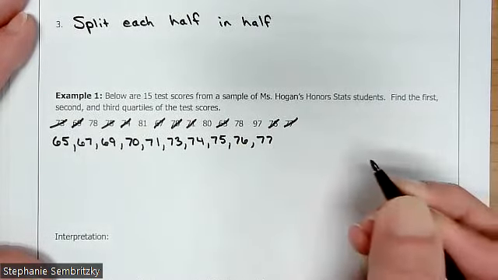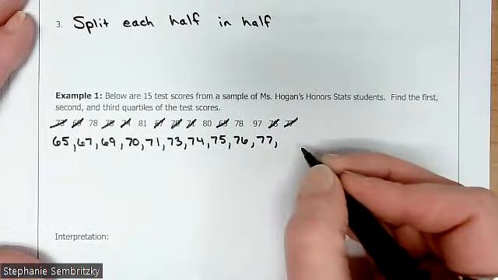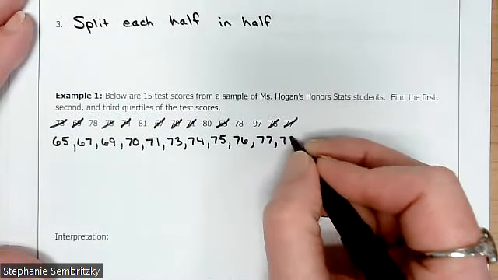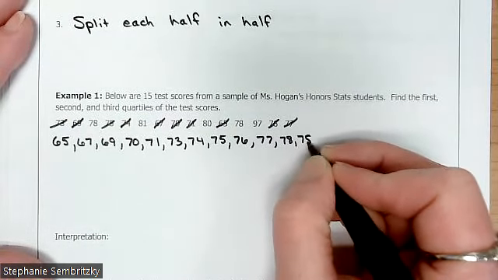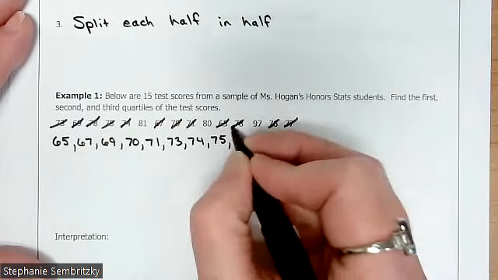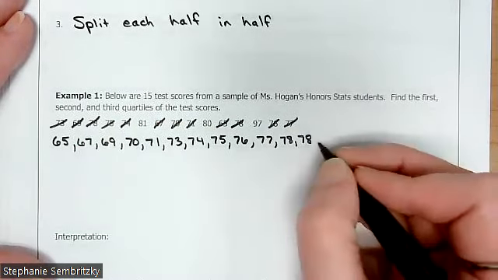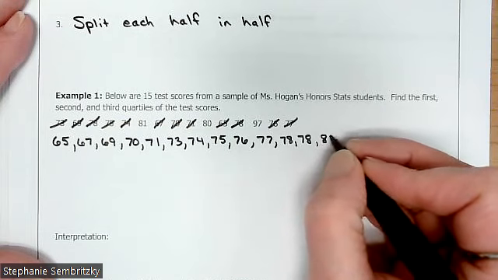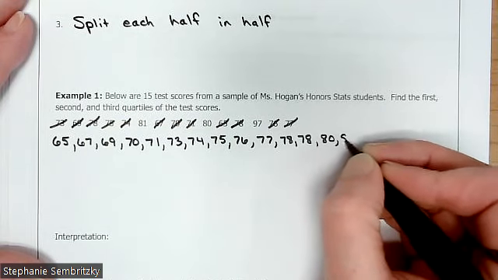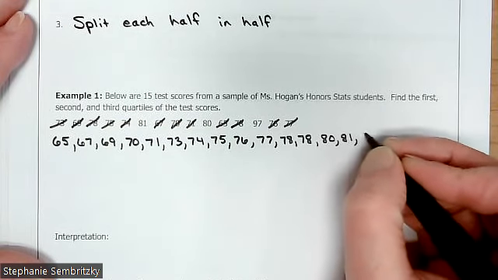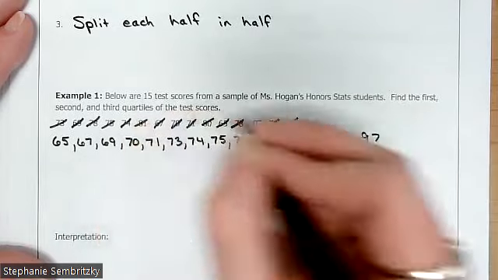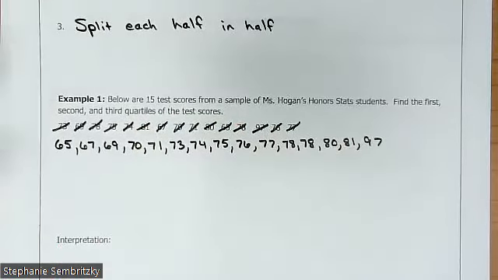77. Oh, there's 2 78s. So remember, we do have to list each value. Very important. And then we've got 80, 81, and 97. So we have 15 values.